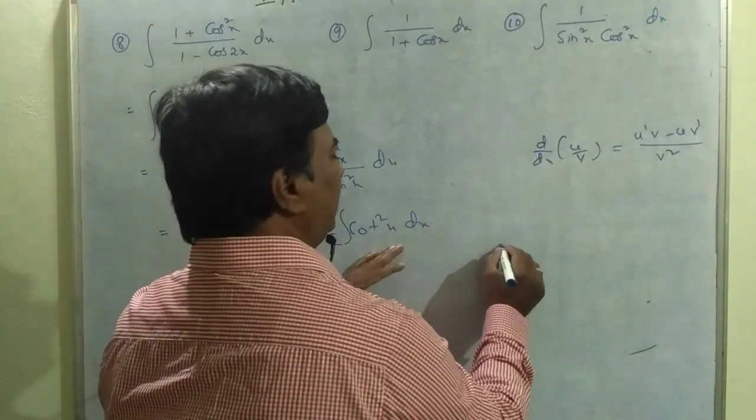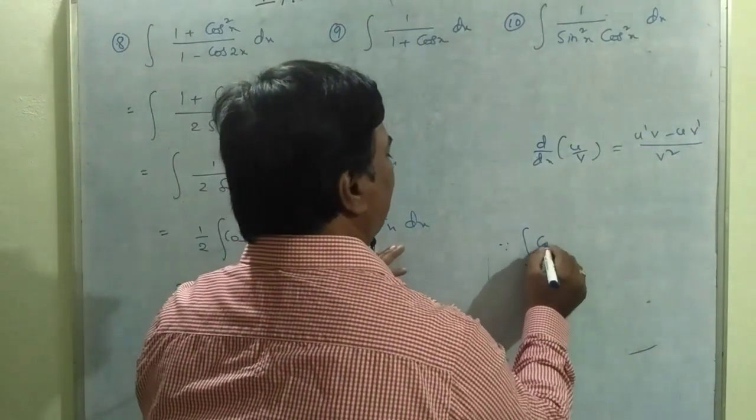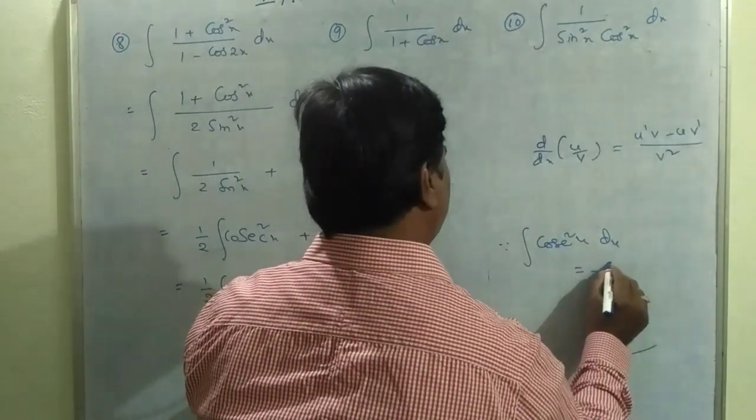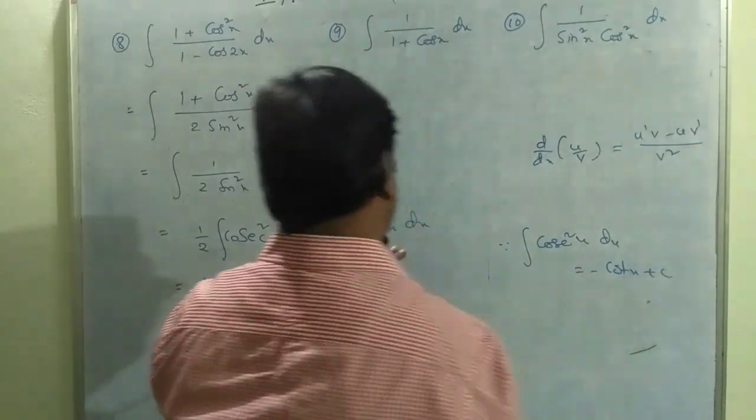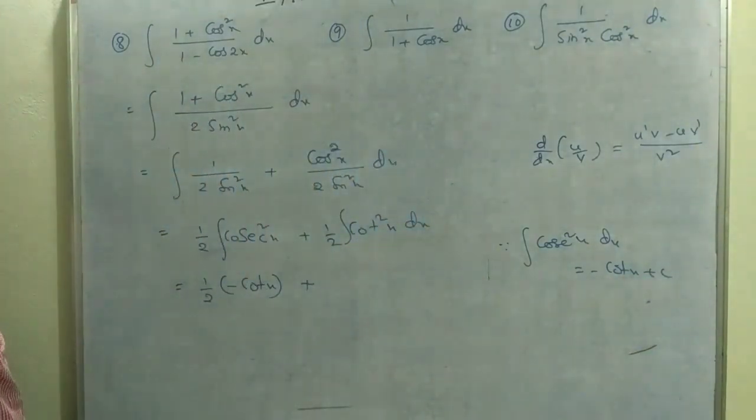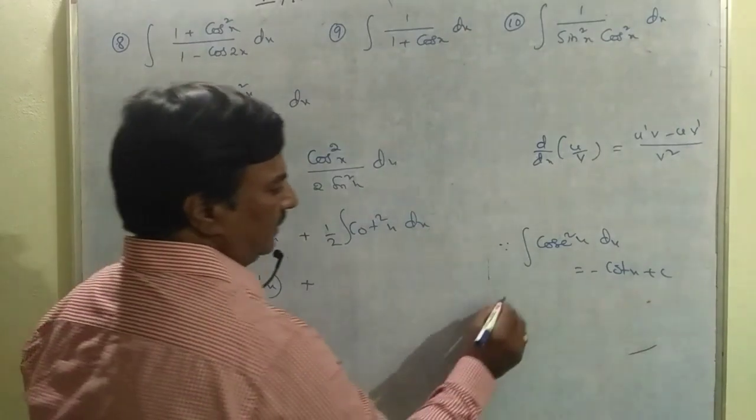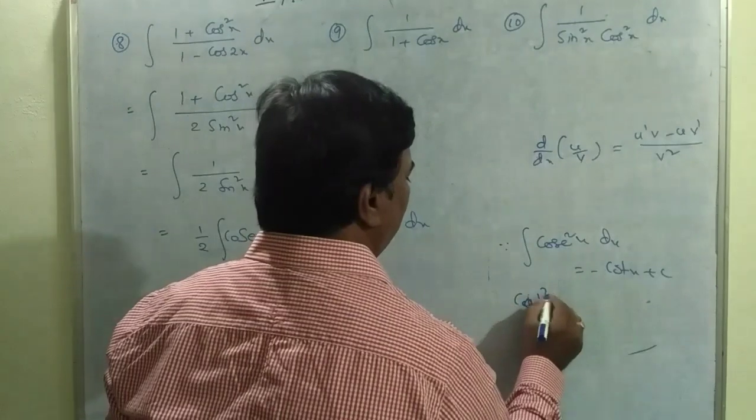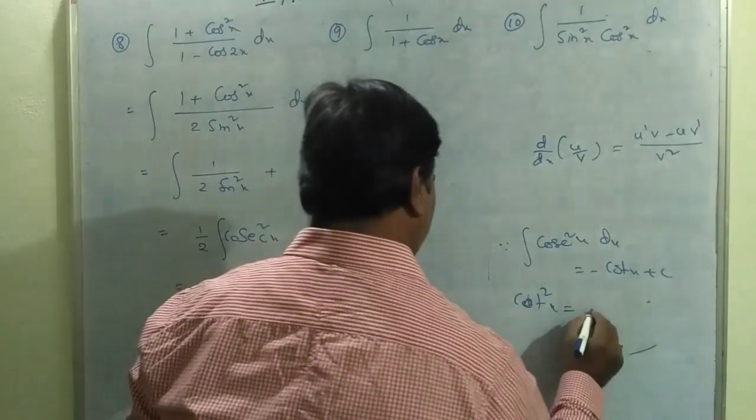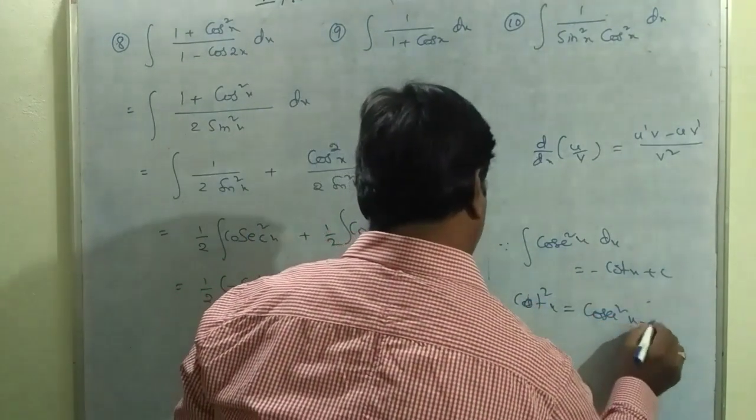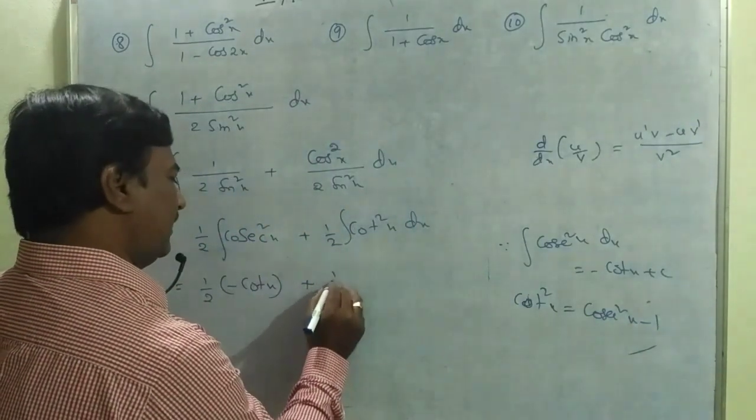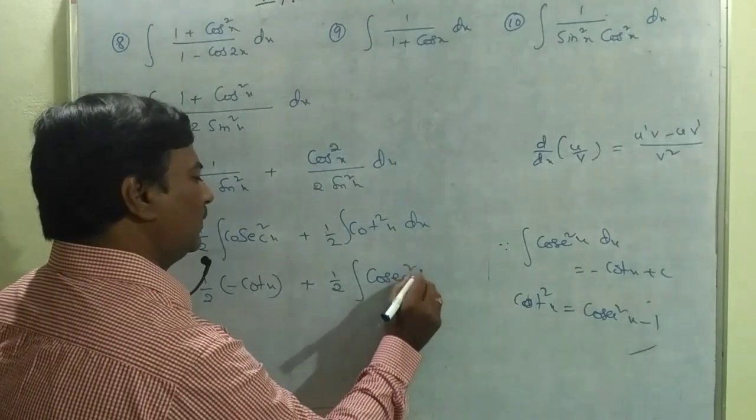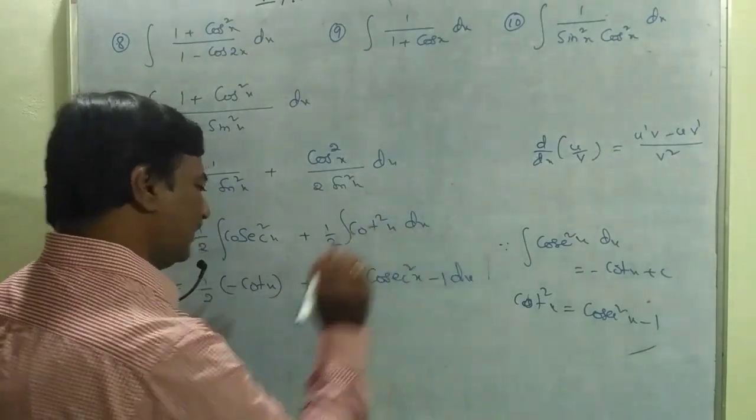We have only the formula for the integral of cosecant square of x dx, which is equal to minus cot x plus c, but we don't have the formula for cot square. Convert this cot square using the trigonometric formula. Cot square we can write as cosecant square of x minus 1, replace it, that is 1 by 2 into integral of cosecant square of x minus 1 by 2 dx.